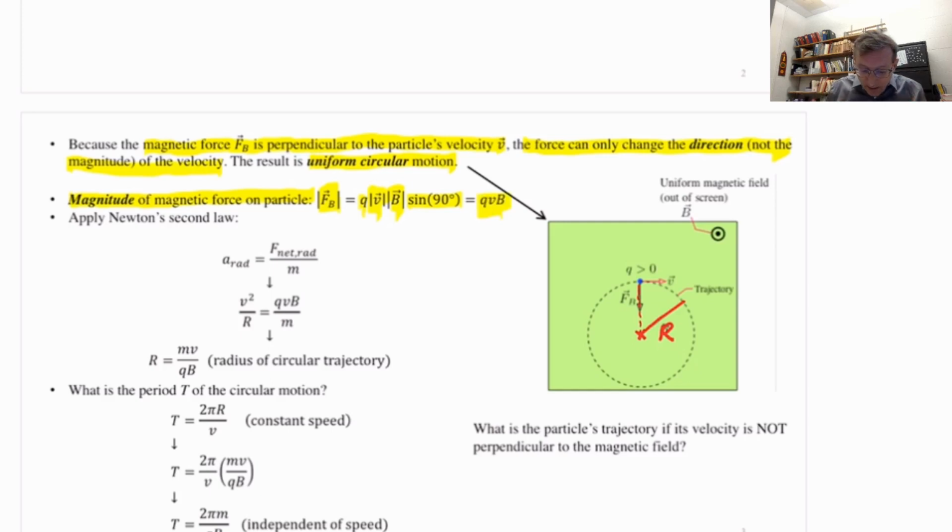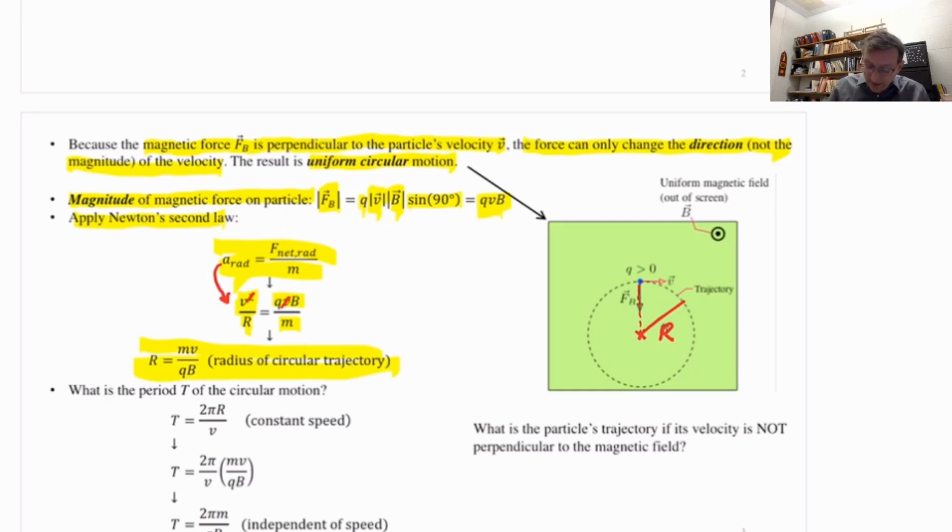And then put that into Newton's second law for circular motion for the radial direction. Remember this fun formula? A radial equals F net radial over m. Newton's second law when applied to circular motion. And for A radial, we had this wonderful formula we used all the time last semester when we had circular motion. A radial is the speed squared over the radius. Remember V squared over R? And for F net radial, put in QVB, the magnetic force, over m. Then you can cancel one factor of V on both sides, and you can solve for R.